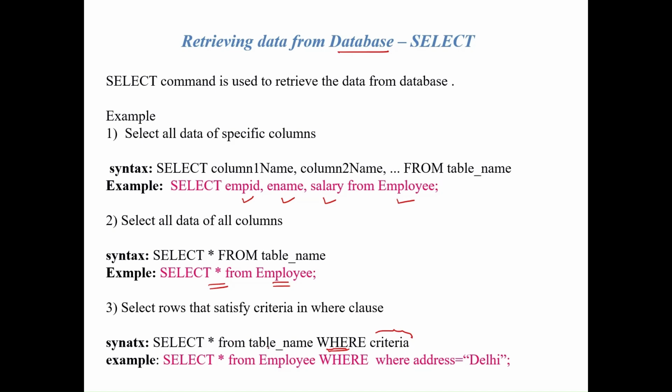The next is select star from table name where, and then the condition. The condition specifies which data you want to retrieve from the given table. So here it is written that where the address is equal to Delhi, I want to retrieve the employees who are from the Delhi location.